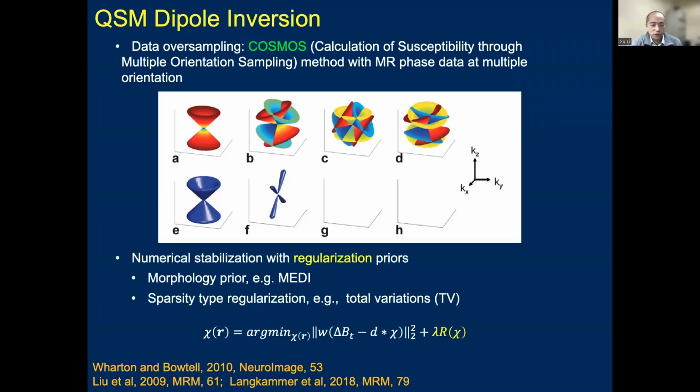In most of the clinical cases, we usually just acquire the phase data in one head orientation, and we'll need to use some kind of regularization approaches for the dipole deconvolution. Basically, the idea is we put the QSM inversion into a kind of optimization problem using a regularization term that can incorporate some kind of a priori information, either from the morphology of the brain structures or some sparsity type information.